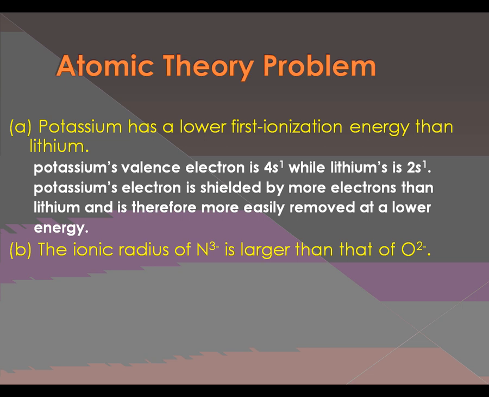All right, second row, I kind of threw you a curveball. We didn't really talk about this yet, but hopefully you can figure this out. The ionic radius of N3 minus is larger than that of O2 minus.